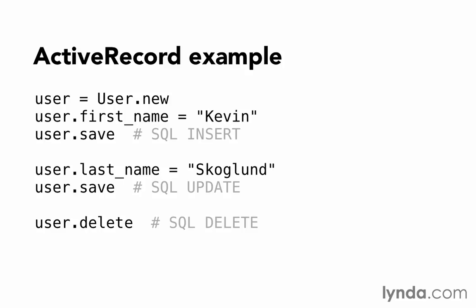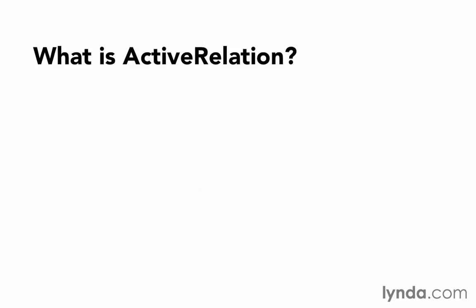With just these few simple commands, I can work with my database data in an object-oriented way. It's easy to use and it's easy to understand. I can let the objects handle writing all the SQL statements for me to get the job done. And that's what I mean by intelligent objects. Next, let's talk about active relation.